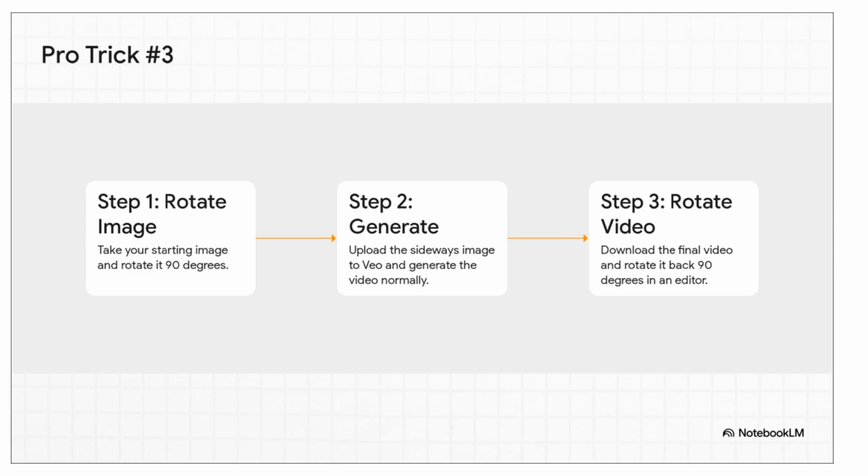You know how these models usually spit out widescreen videos? Well, here's a brilliant little workaround for creating content for social media. Just take your starting image, rotate it sideways, and generate the video. The AI will animate it correctly, just sideways. Then, you download the final clip and rotate it back in any video editor. And voila, a perfect vertical video for TikTok or Reels.